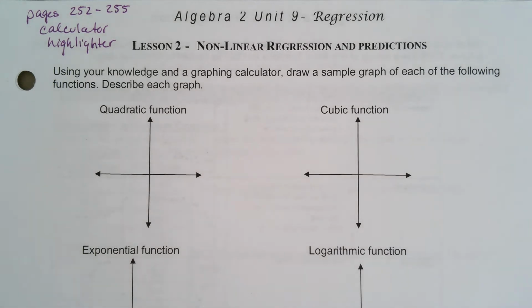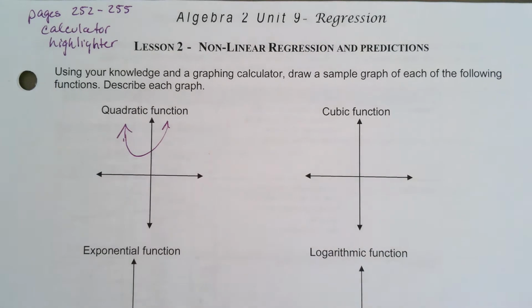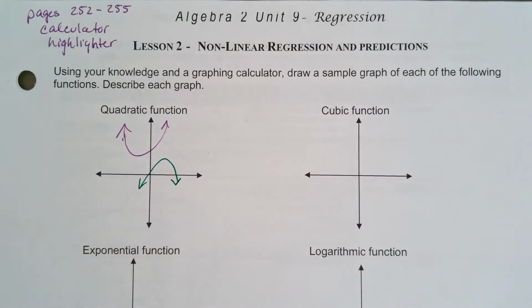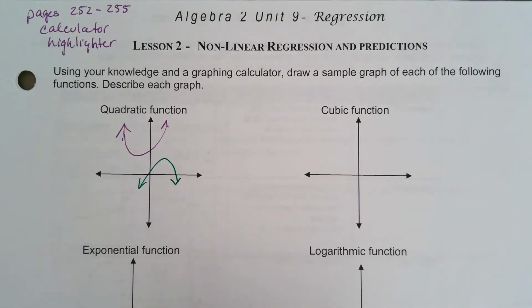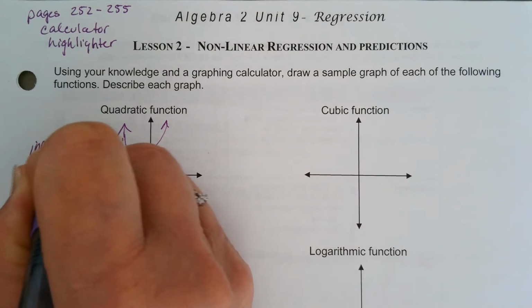So first we want to just kind of sketch 4 different types of functions. A quadratic function, we know is a parabola. It looks like this, or it could look like this. Concave up, concave down, and a quadratic function is both increasing and decreasing.